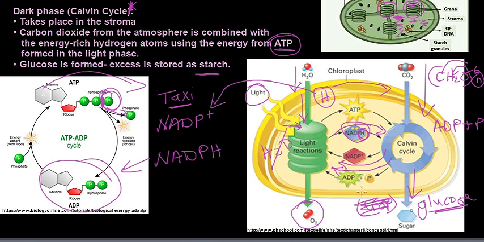So how does that ADP now again become ATP? Well, once again, with energy, it takes that third phosphate and it binds it to the adenosine diphosphate, and we then get ATP, and this whole thing just carries on again. And NADP just goes back, so it can be a taxi again for the attachment of that hydrogen atom.